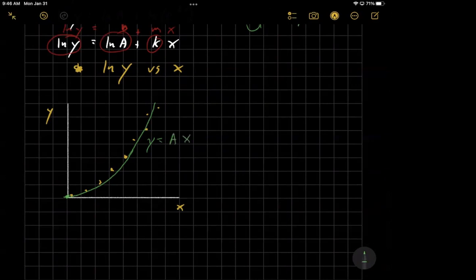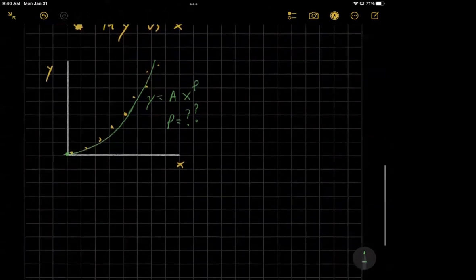It could be x squared, but maybe it's x cubed. Maybe we don't know. Okay, it's x to some p. And once again, trying to find p is just a matter of guesswork if we're just looking at that graph. So what can we do if we have data that looks like that in order to be able to figure out what it's doing?